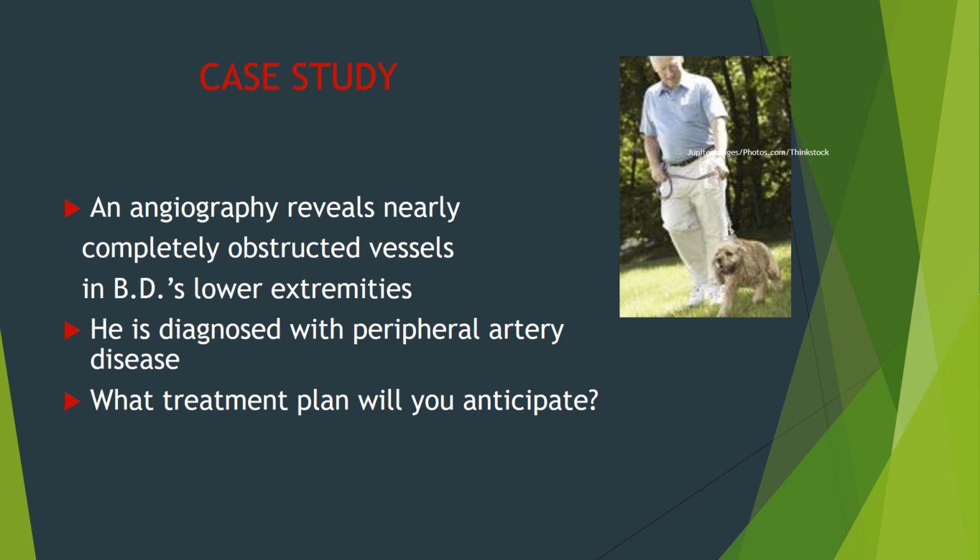BD goes for an angiography, and he has nearly completely obstructed vessels in his lower extremities. So he is diagnosed with peripheral arterial disease. What treatment plan do you anticipate? Well, we'll have to see the extent of his disease to see what kind of treatment plan they'll go with for him.